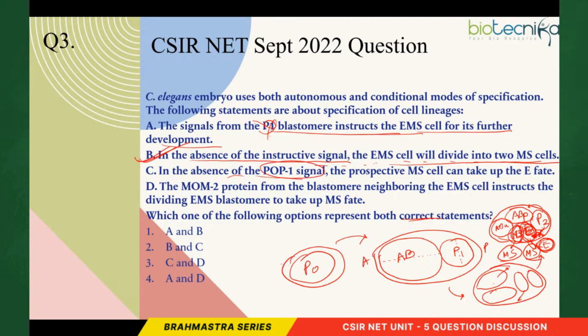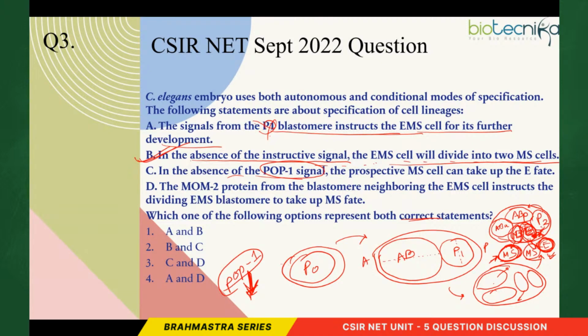In the absence of the POP1 signal. So what happens is, when P2 gives signal to the E cell, in the cell which is supposed to form E, a molecule called POP1 is downregulated. So if POP1 is downregulated, only then can the cell take endodermal fate. But if POP1 is present, like in mesodermal cells, endoderm fate cannot be taken and the cell goes for mesoderm specification. Now, what if POP1 is not there? Then even an MS cell can take up the endoderm fate, because POP1 inhibits the endoderm fate.